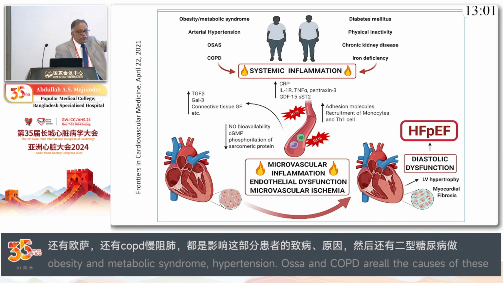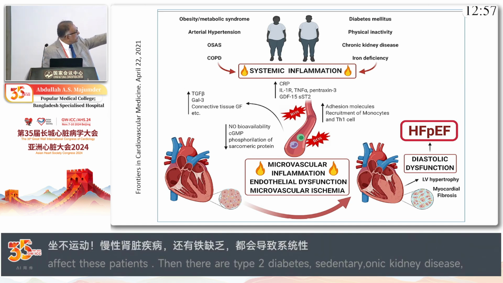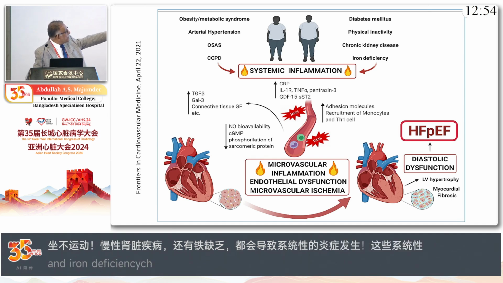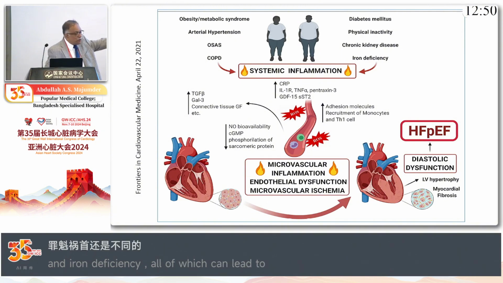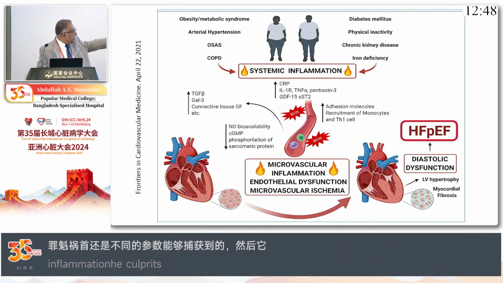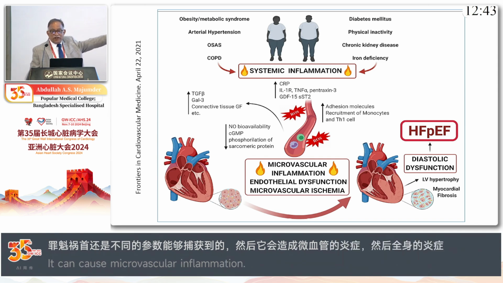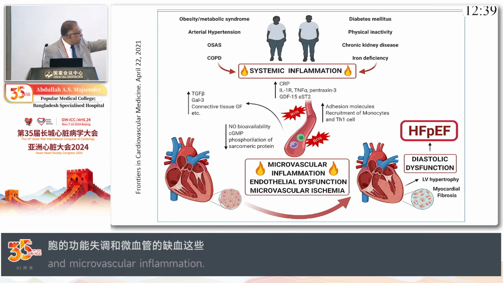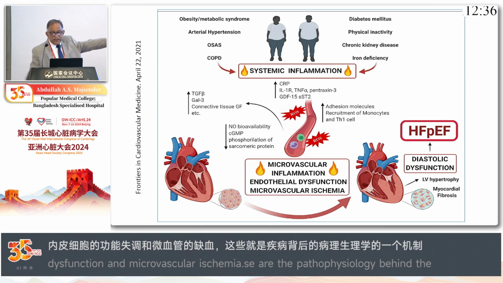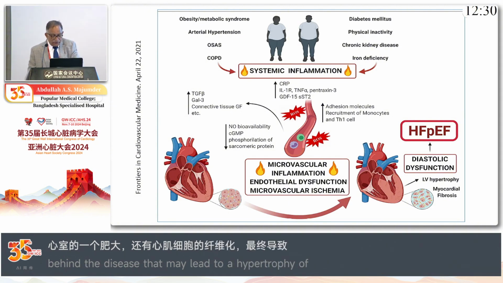All these lead to systemic inflammation, which is recognized by different parameters. This then leads to microvascular inflammation, endothelial dysfunction, and microvascular ischemia. These are the gross pathophysiological mechanisms, and this leads to LV hypertrophy and myocardial fibrosis. This leads to diastolic dysfunction, and ultimately we get the features of heart failure with preserved ejection fraction.